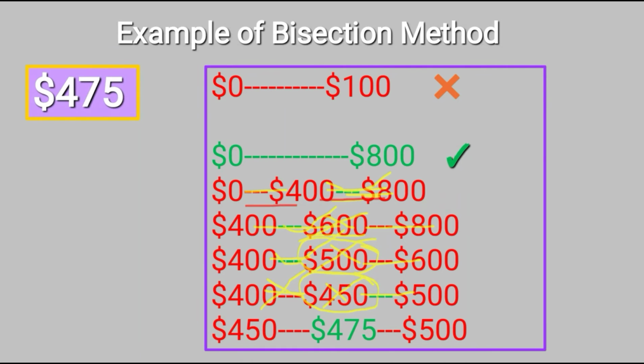First, I said first range, you said, no. Then I said the second range, you said, yes. Then I said the middle value of this range is $475, you said yes. Here I told the correct value by using the middle value 5 times. It was an example of the bisection method.